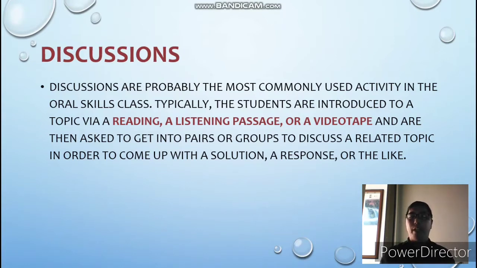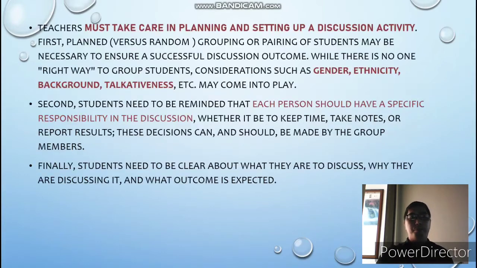You ask after they listened to a certain passage, after they read a certain article, or after they watched a certain videotape, you would be asking the students to get into pairs, and then discuss a related topic, which they will present later on. It could either be a solution to a certain problem that you gave relevant to the videotape that they watched, or a response to a question which you had given them.